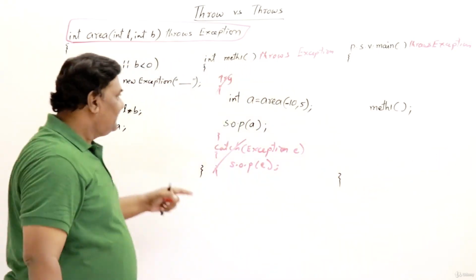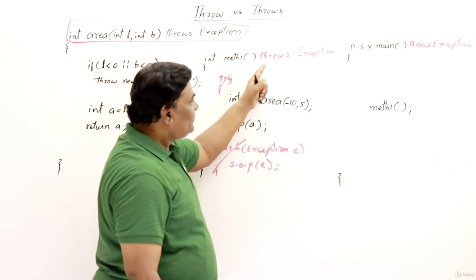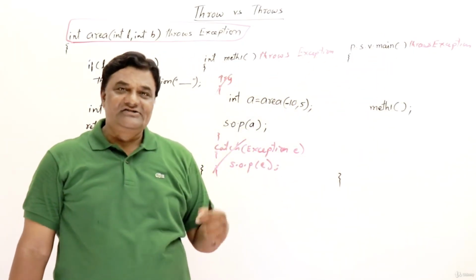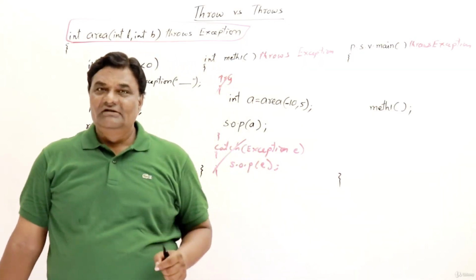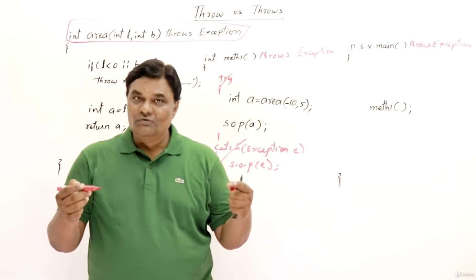So now what happens if the exception is raised here? It throws and comes here. Again it throws, it goes there. Again it throws, it goes to the JVM and the program crashes. So throws exception you must write for a checked exception. Yes, this is a checked exception. That's all about the throw and throws keywords.